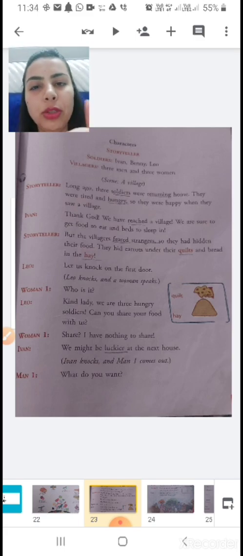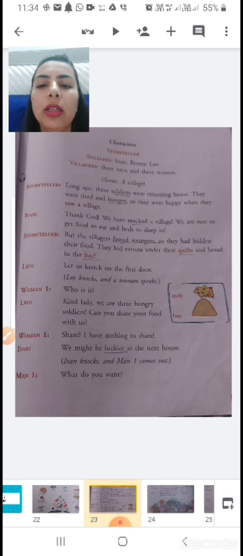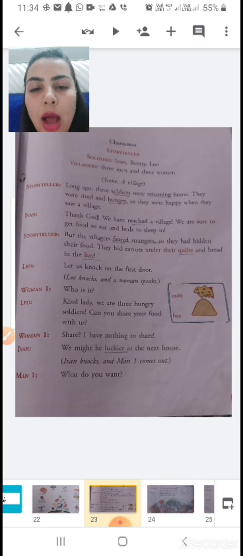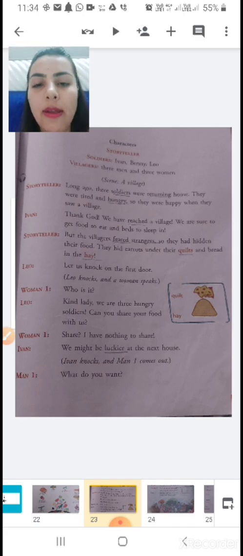Then Ivan, one of the soldiers, is saying, "Thank God, we have reached a village. We are sure to get food to eat and beds to sleep in." He thanks God that they finally reached a village, and he is sure that they will get some food to eat and a bed to sleep in there.